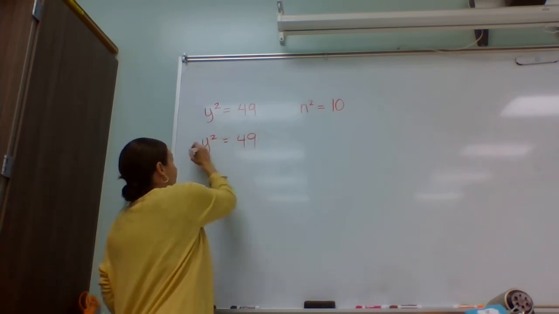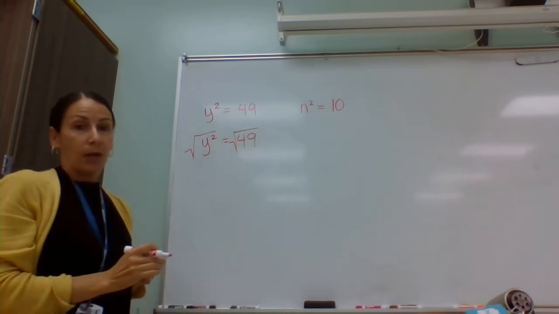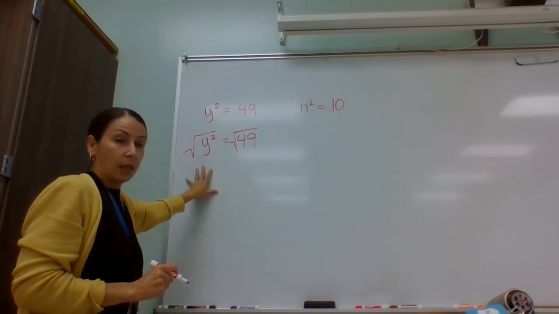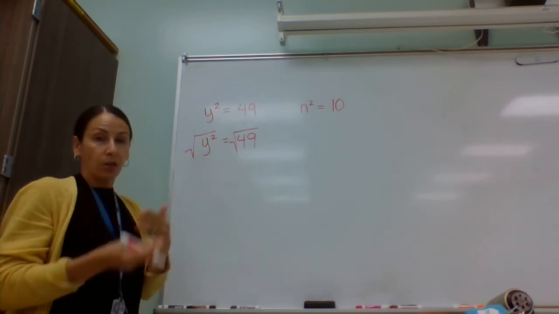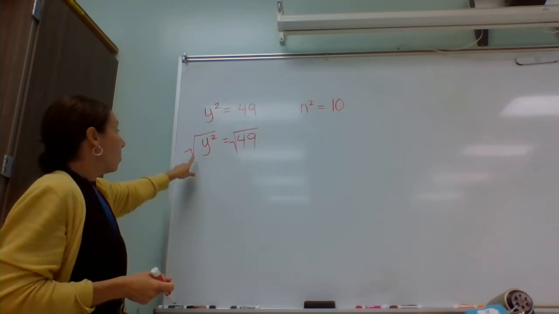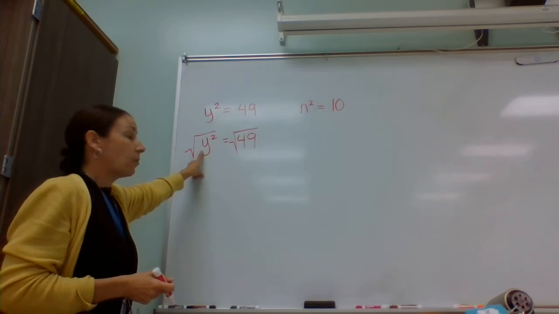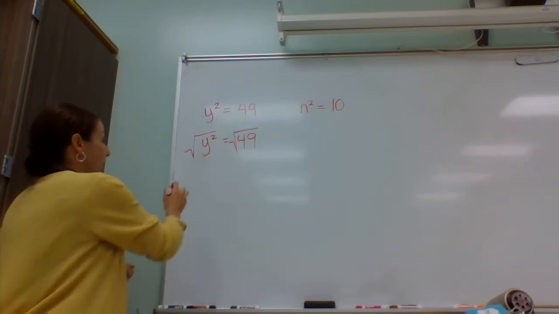I'm actually going to take the square root of both sides of the equation. And remember, if I do a mathematical operation to one side of the equation, I have to do the same mathematical operation to the other side of the equation in order to keep it balanced. So the square root of y squared, if you remember, y squared is just y times y. So the square root of y squared is y.